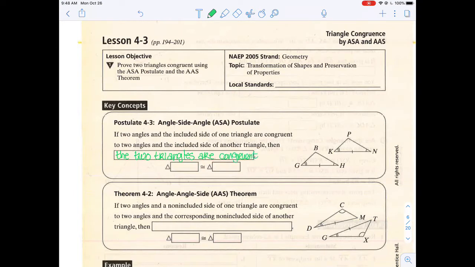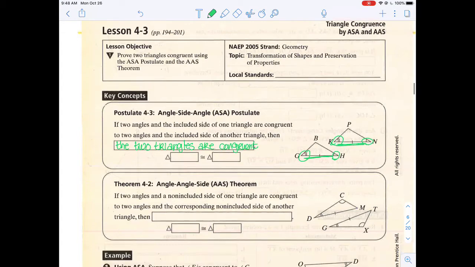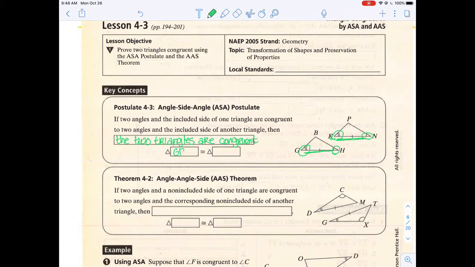So if we look at our example here, angle G is congruent to angle K, angle H is congruent to angle N, and the sides between the angles, GH and KN, are congruent. So triangle GBH is congruent to triangle KPN by the angle side angle postulate.